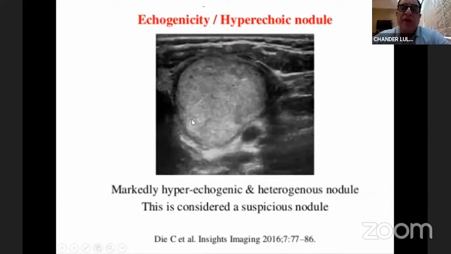Sometimes you get a varied pattern of echogenicity. So it's essentially bright, but there are a lot of hypoechoic areas. And this then becomes a suspicious nodule. And you can also see that the halo is becoming slightly thick. So here we would do a FNA.